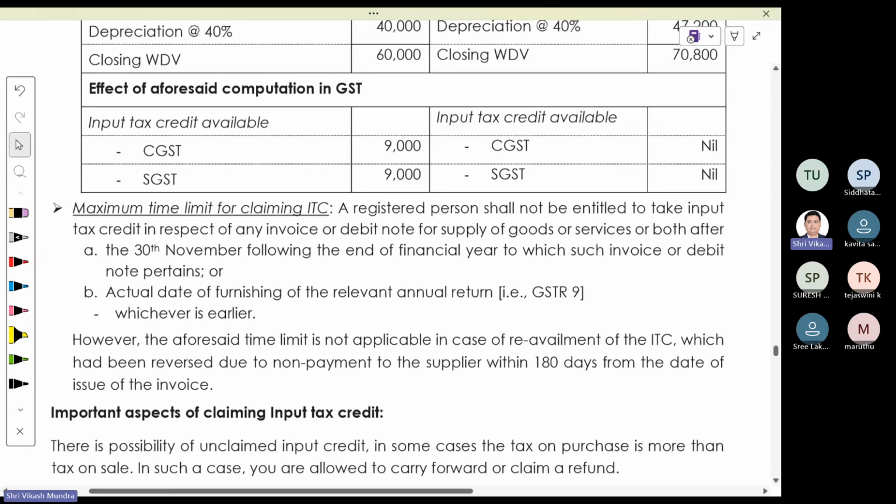Maximum time limit for availing ITC, we already discussed. That is the 30th November. Ideally, it is 30th November following the end of the financial year to which this invoice or debit note pertains, or actual date of furnishing the relevant annual return. Annual return we will discuss in our last session relating to GST. That is one of the returns we are supposed to file annually, GSTR 9. Before furnishing this date or 30th November, whichever is earlier, we can claim our ITC.